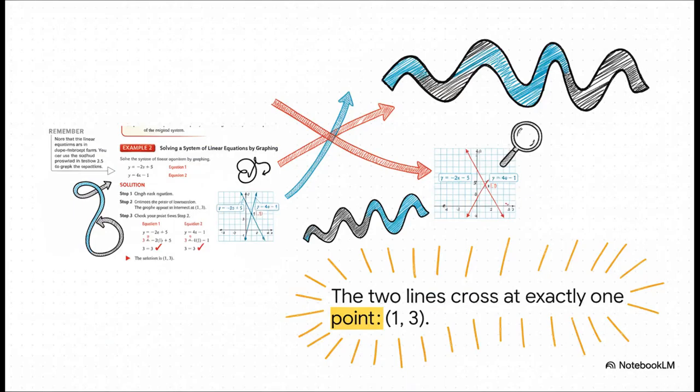So here's our system. We take the first equation, y equals -2x plus 5, and we draw its line. Then we take the second one, y equals 4x minus 1, and draw its line. And boom! Look at that! They cross at exactly one spot. And what are the coordinates of that spot? It's over 1, up 3. So the point is (1, 3). That's our solution right there on the graph.